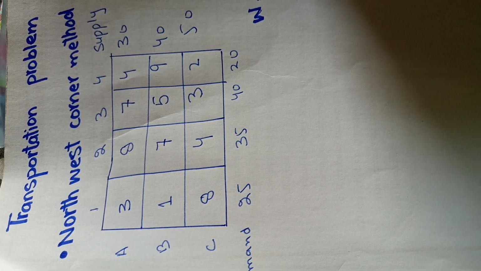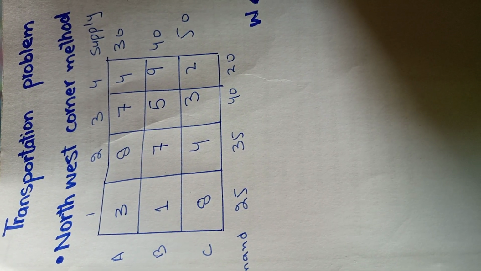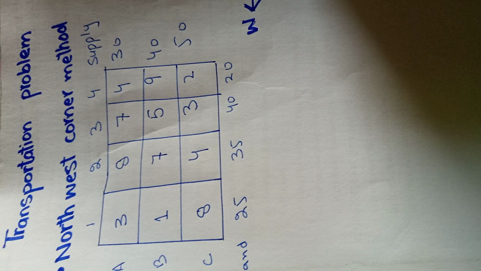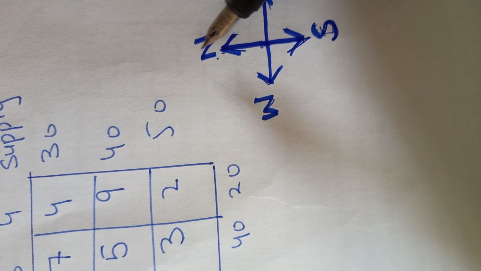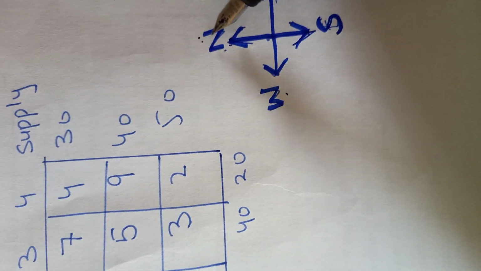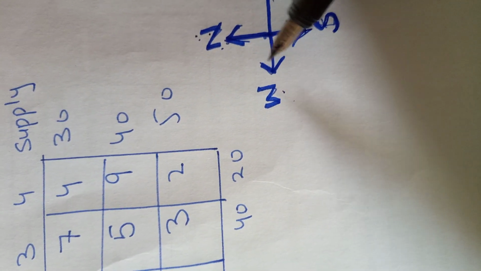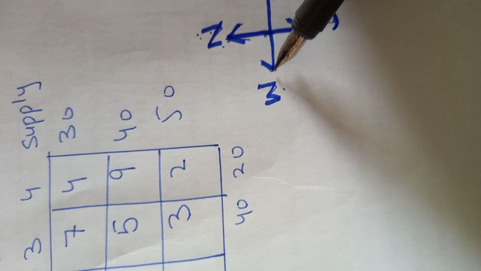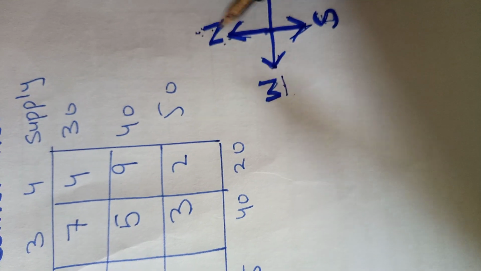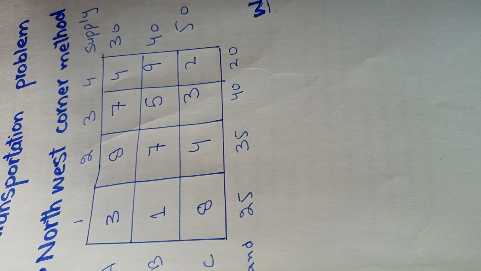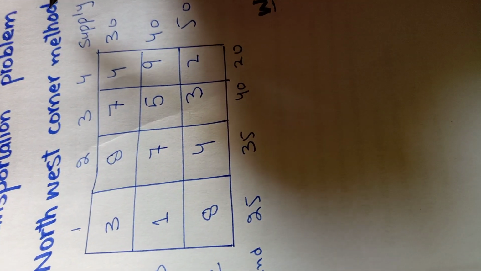To understand north-west corner method we have to understand the directions. In north-west method we have to choose the number most to the left side of the column and most to the upper side of the column. So in this example, let's define the terms.